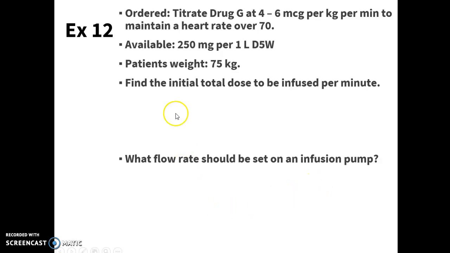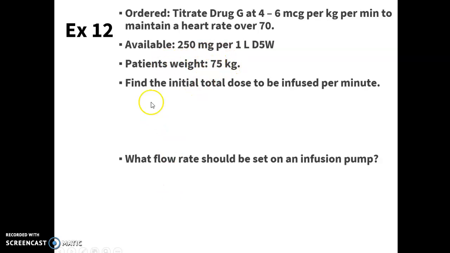Example 12 is a titration. It gives us an order to titrate drug G at 4 to 6 microgram per kilogram per minute to maintain a heart rate over 70. Drug G comes available in 250 milligrams in every 1 liter of D5W. And our patient weighs 75 kilograms.